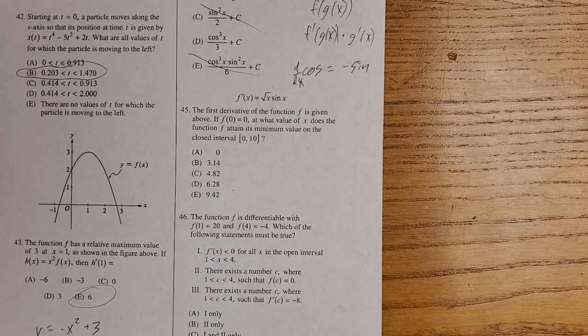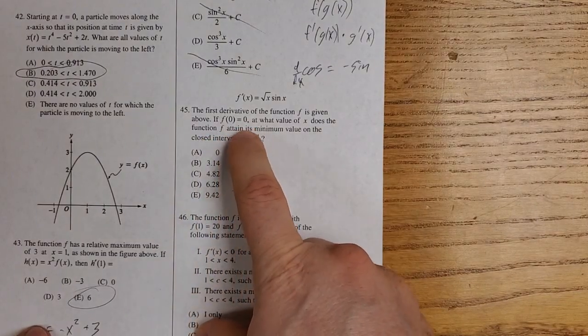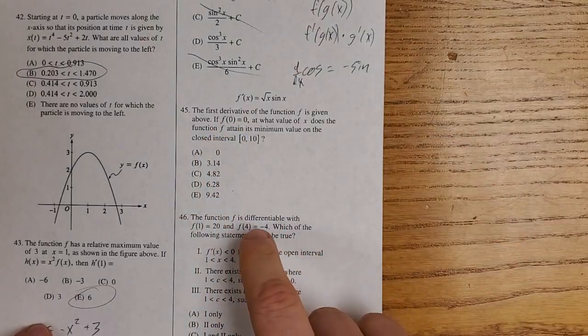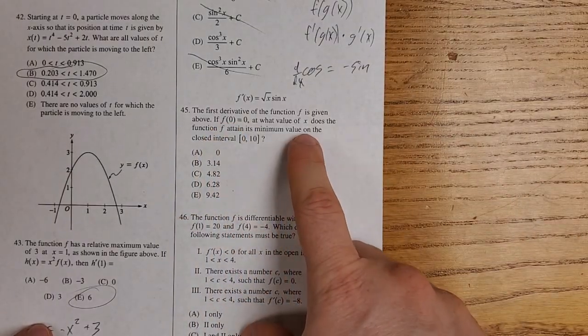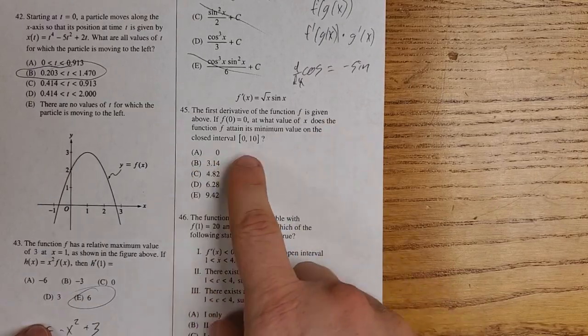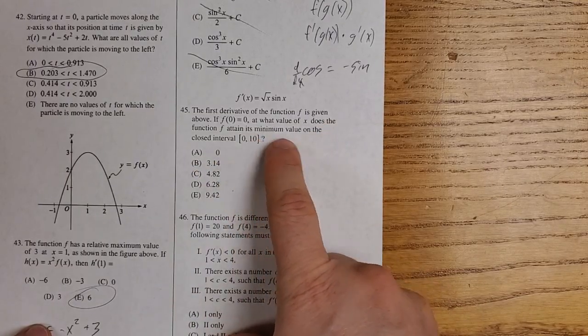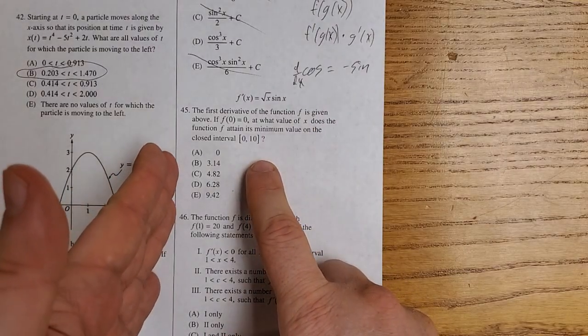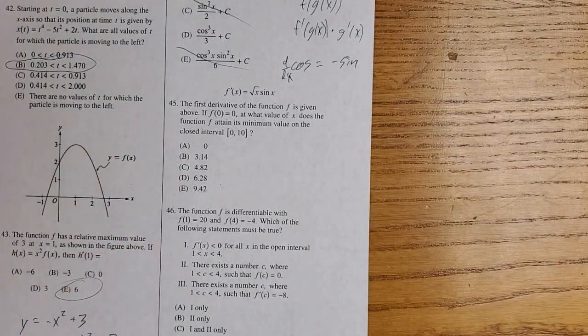Anyway, okay, moving on then. Number 45. So the first derivative of some function is equal to the square root of x times the sine of x. And if the function at x equals 0 is equal to 0, I mean at x equals 0, y also equals 0, at what value of x does that original function have its minimum value? Where is it the lowest? On the interval from 0 to 10.